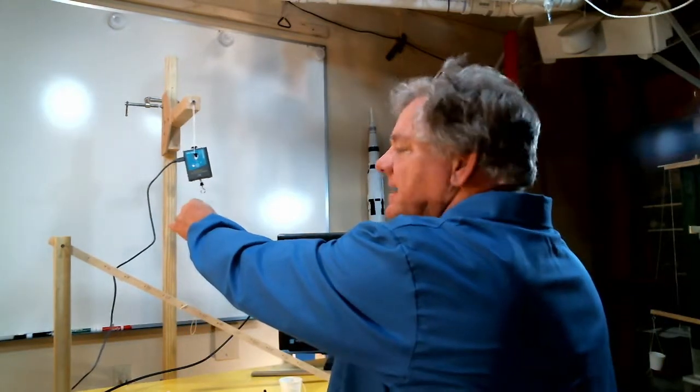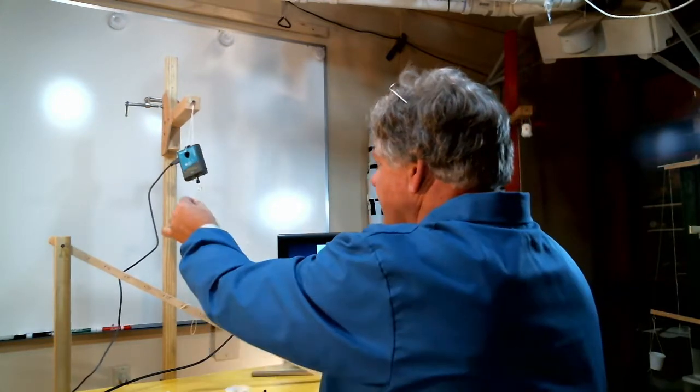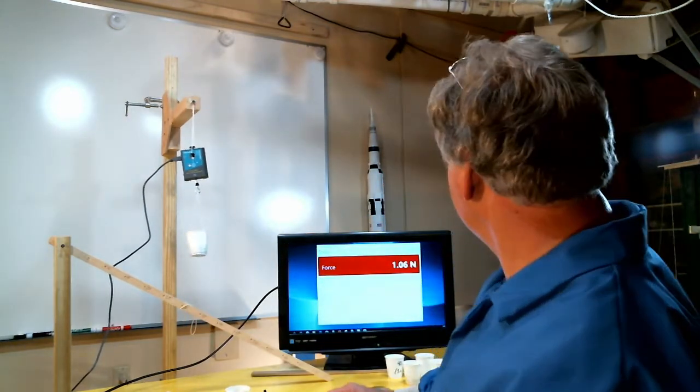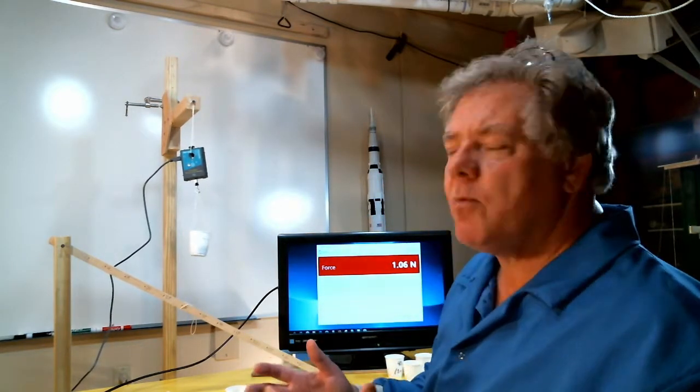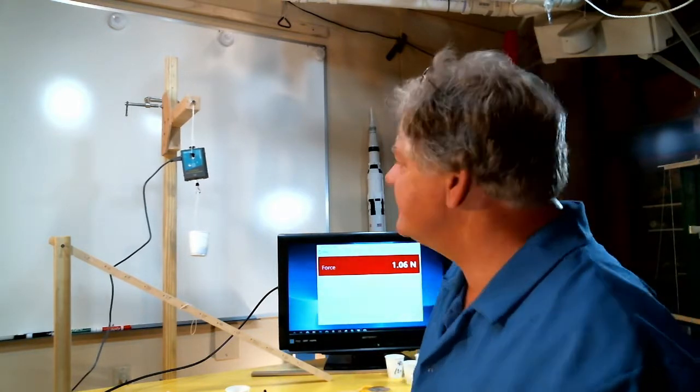Let me check the second weight. And that one's running about 1.06 newtons. Again, close enough for these particular experiments. So I'm going to go with that.